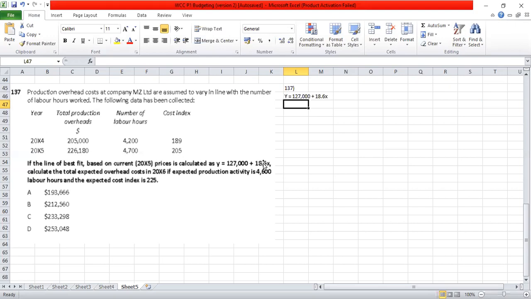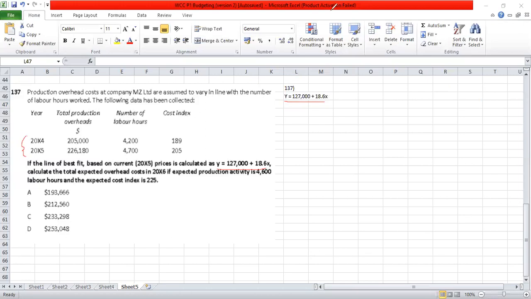So y is given as 127,000 plus 18.6x. Calculate the total expected overhead cost in 20x6 if expected production activity is 4,600. Otherwise, if this equation was not given, what is the alternative? What do we do if this equation was not given? From this set of data, we would take one to be high, another one to be low, and identify what is variable cost and what is fixed cost. That also can be fitted into this particular equation, 127,000 plus 18.6x.